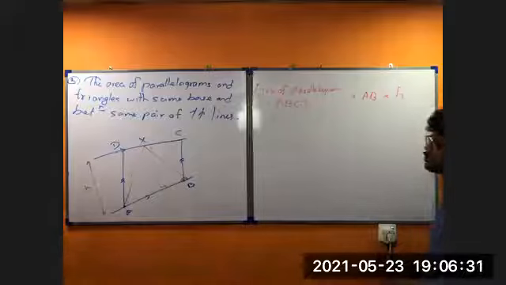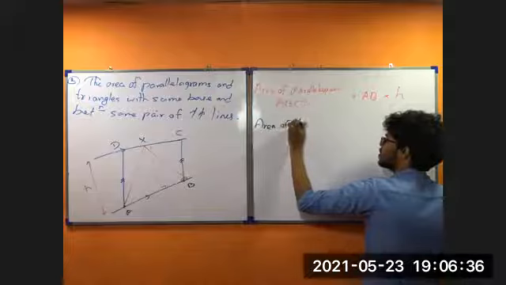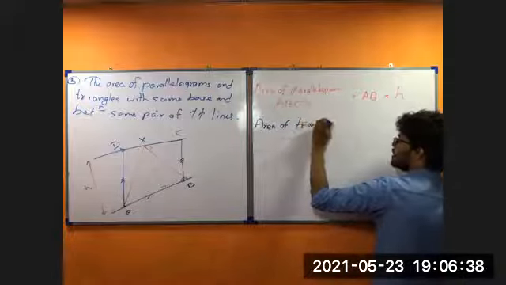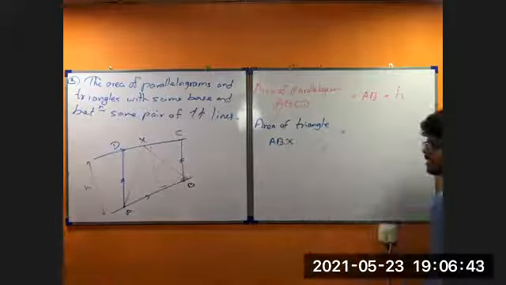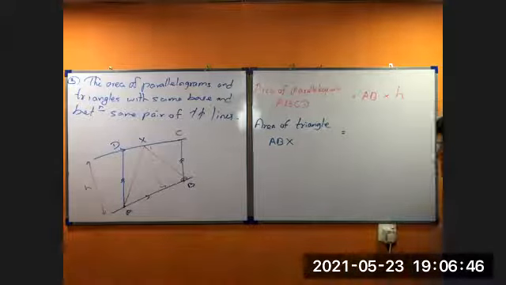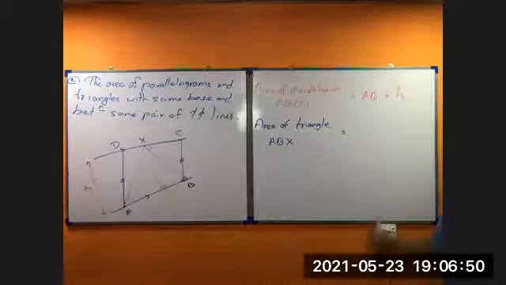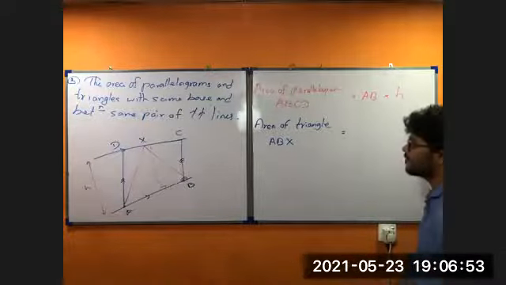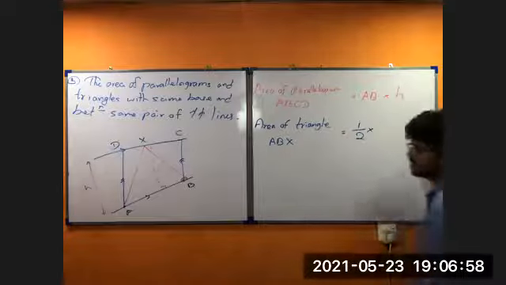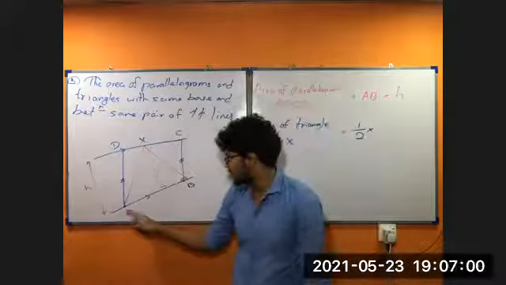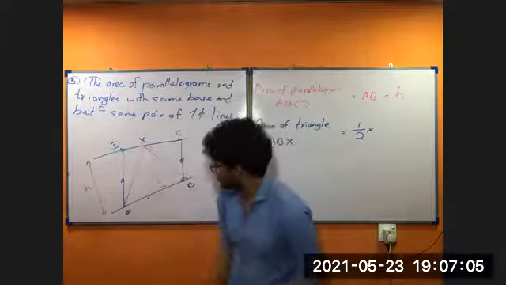Then the area of triangle ABX. Again, you know, the area of a triangle is half into base into perpendicular height. The parallelogram is base into perpendicular height, but the triangle is half into base into perpendicular height. So that will be half into base. I can take anything as a base, right? This is a base, or this one, or this one. So which base should I select?